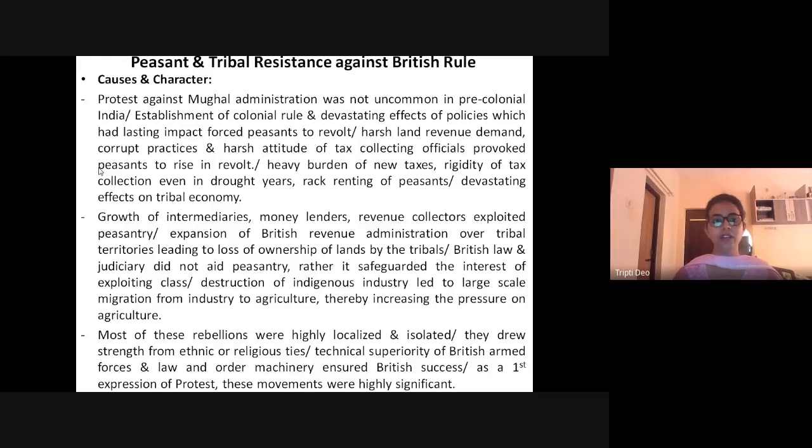Right. So let's look at the causes and character. Generally, what causes the peasant or tribal resistance? Resistance, what does it mean? Resistance means that you are resisting the colonial rule. Tribals are against the colonial rule. They are revolting against the colonial rule, right?